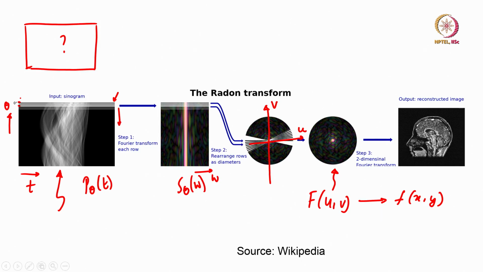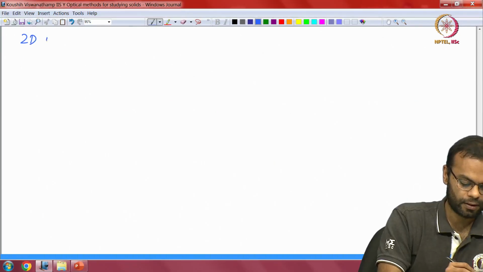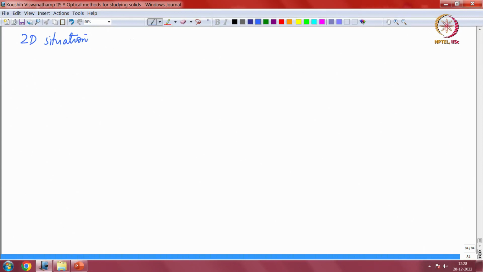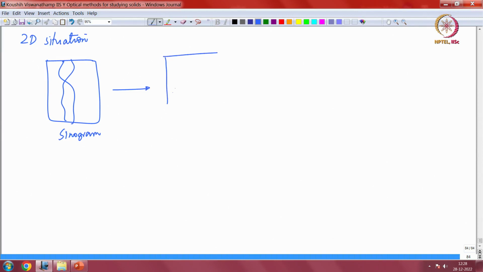So if you have a simple 2-dimensional situation like this, you have a sinogram, and you can use this to reconstruct the f of x y.